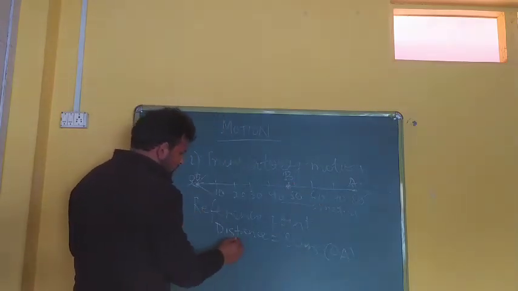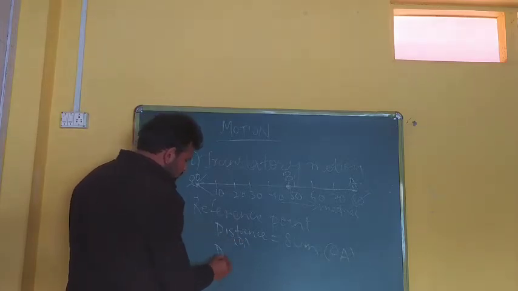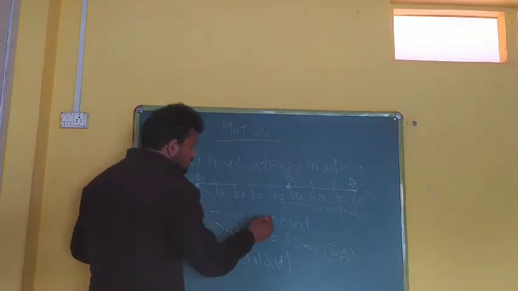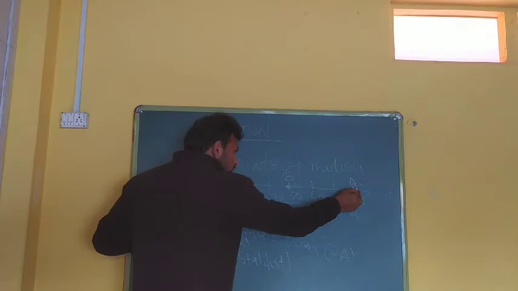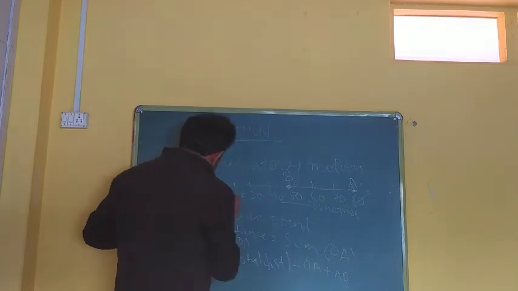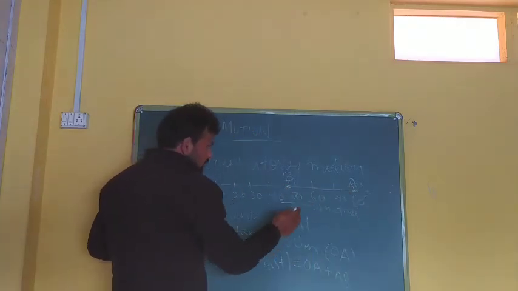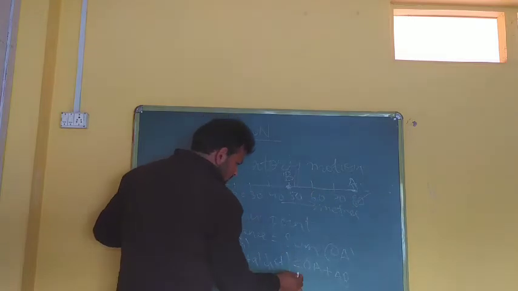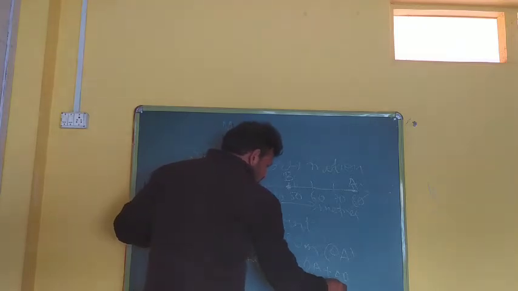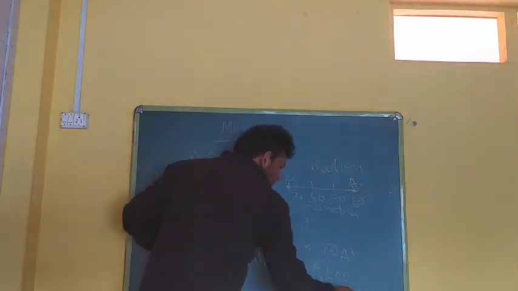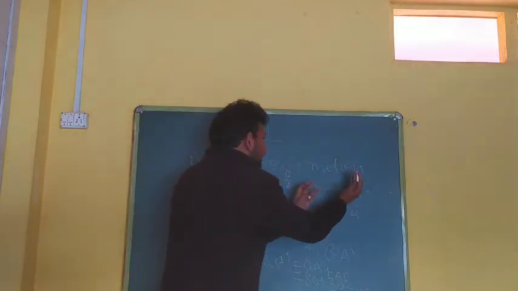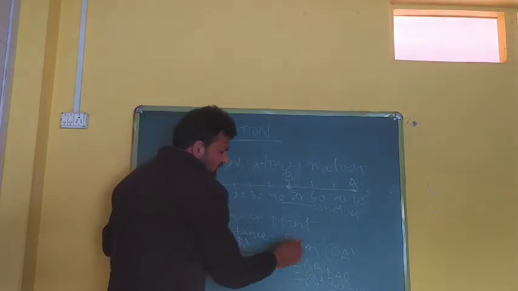So now what is the total distance traveled, say B? Total distance traveled will be OA plus AB. This much it has traveled plus this much it has traveled. So how much is this one? 10, 20, 30. So this is 80 plus 30, which gives you 110 meters. Is this understood? So the total distance traveled by the particle when it went from O to A and back from A to B is 110 meters.